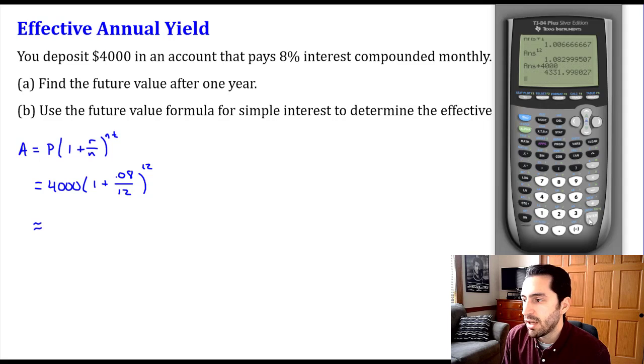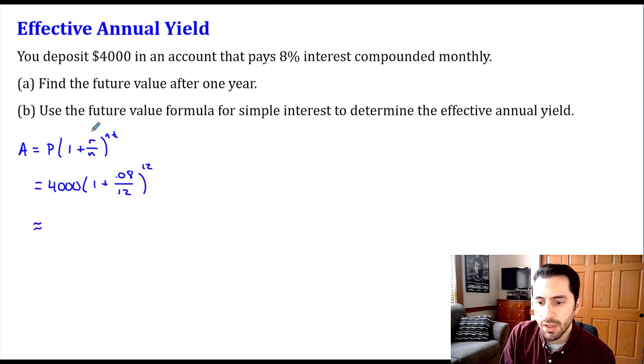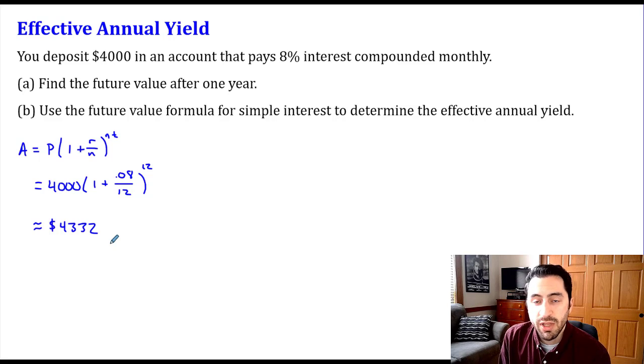Okay, so taking a look at our future value, $4,331.99, and then just rounding up here, we can round that to $4,332. So our future value is $4,332. So that's what we end up with in our account, compounded monthly after 1 year.